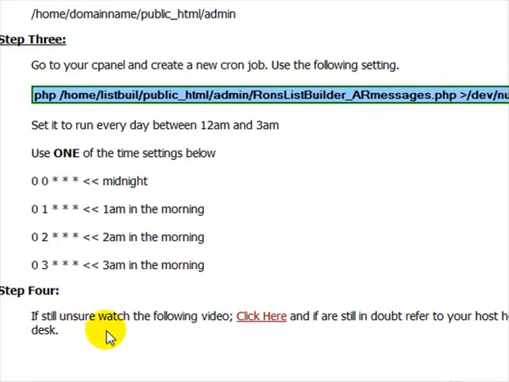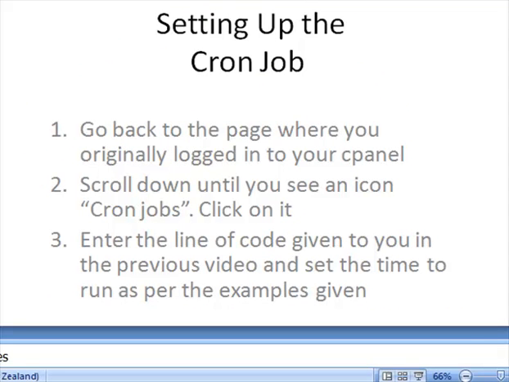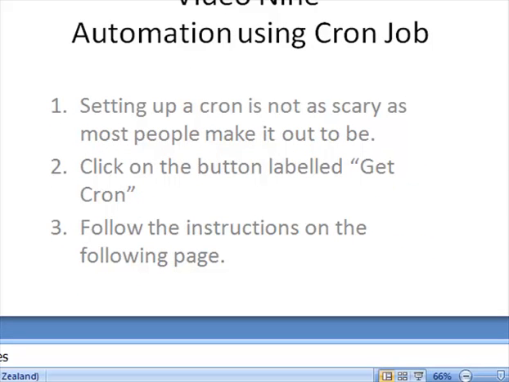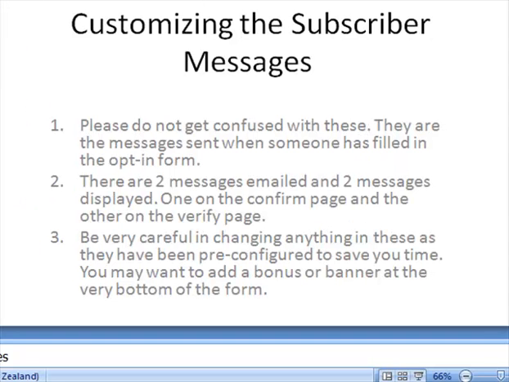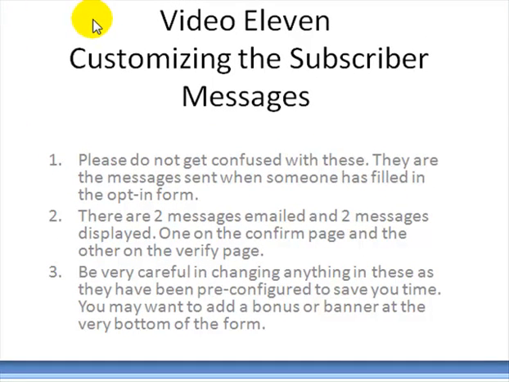Okay, so I do have a step 4 here, but it's pretty senseless. I forgot that if you're going to rewatch the video, all you have to do is rewind it and have another look if there's anything you missed here. Okay, so the biggest thing is to make sure that your host allows you to run a cron job, and if it does, then you can go and set this up. Okay, so video 10 was also handled inside this one, so you've got video 8, 9 and 10 done. The next one coming up is customizing the subscriber messages.